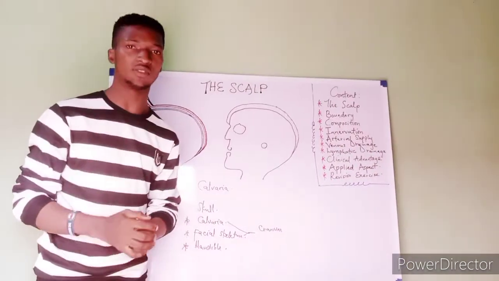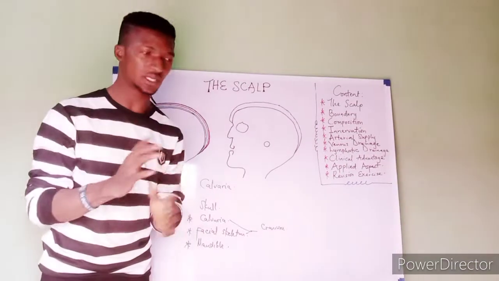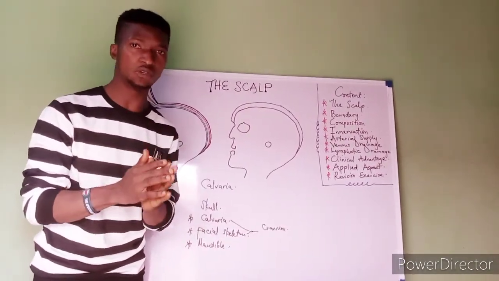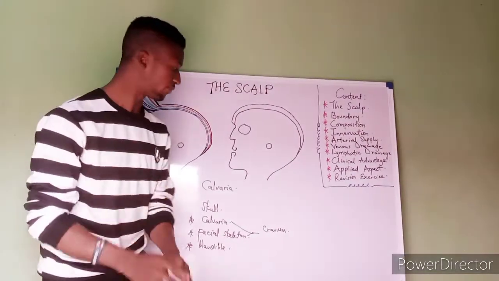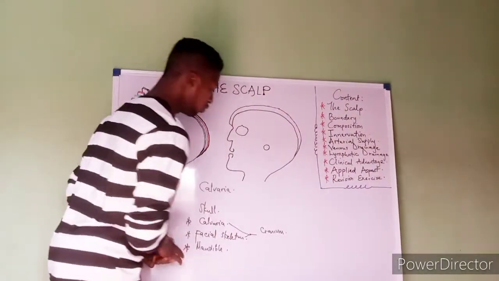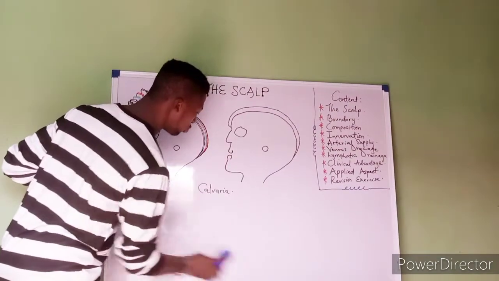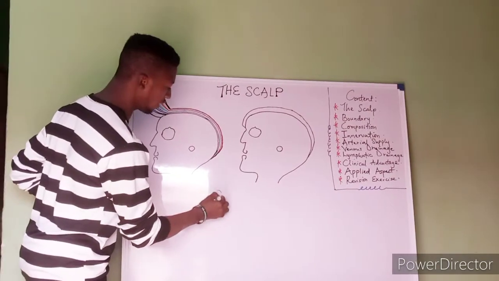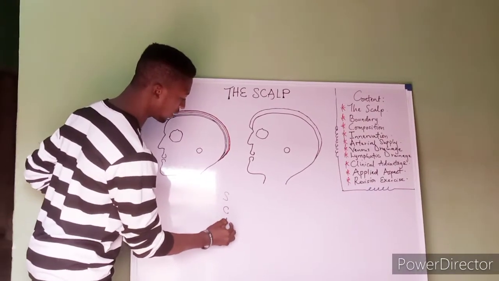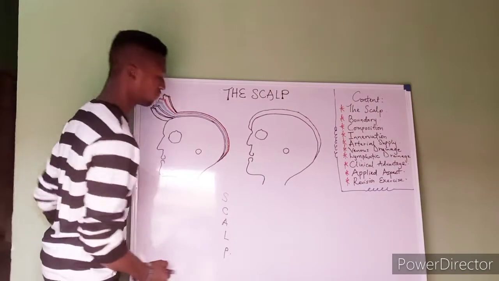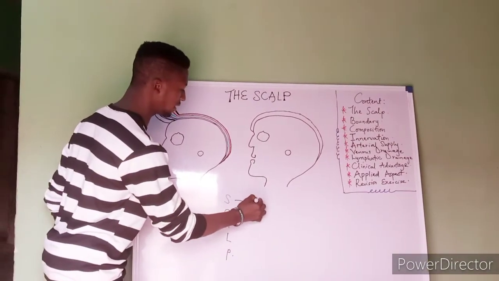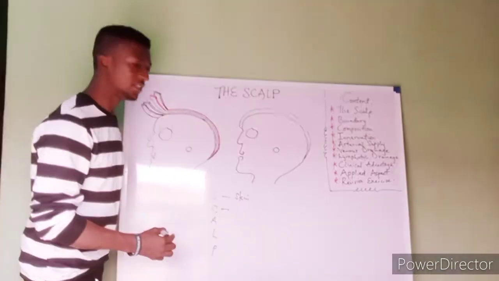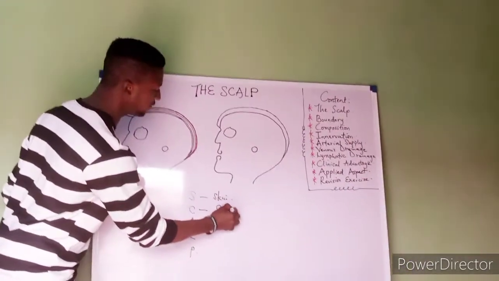Let's get to the composition of the scalp. What makes up the scalp? The composition can easily be remembered according to the name scalp. So when you hear the word scalp, you already know the composition. What is this composition? We have S, C, A, L, P. What is S? That is the skin. C is connective tissue.